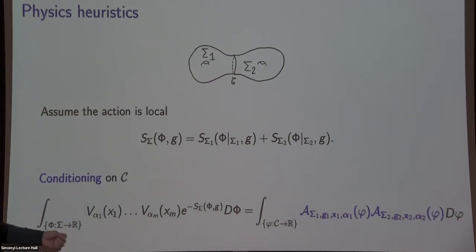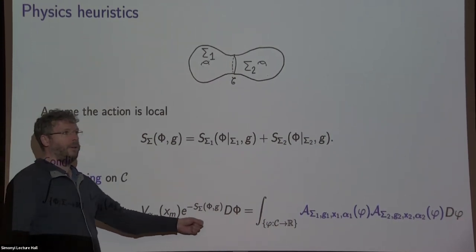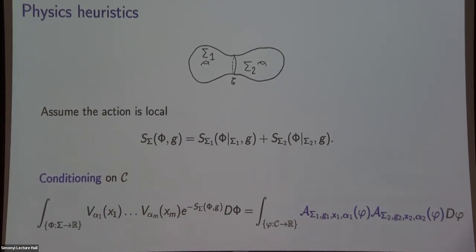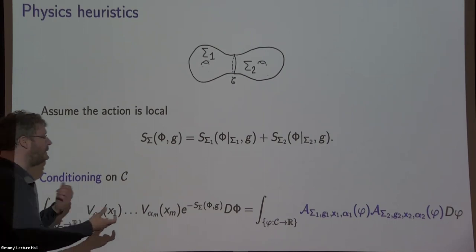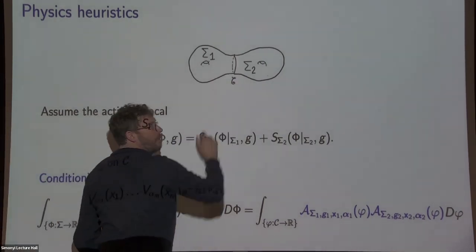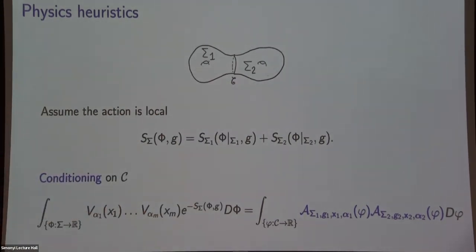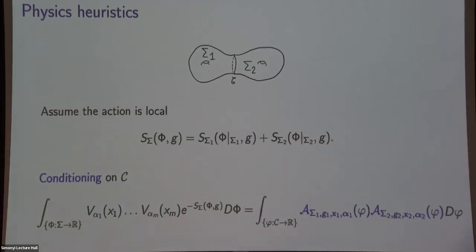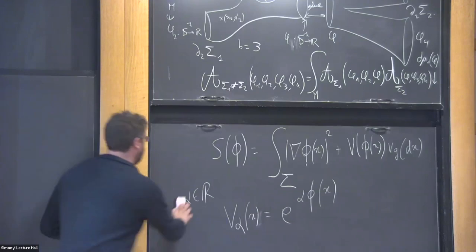And then what you can do is disintegrate your measure. When you look at the space of functions on your Riemann surface, you can first specify the value of this field on the separating circle, condition on this, and use disintegration. If you do that, then you quite naturally see that you have this condition.